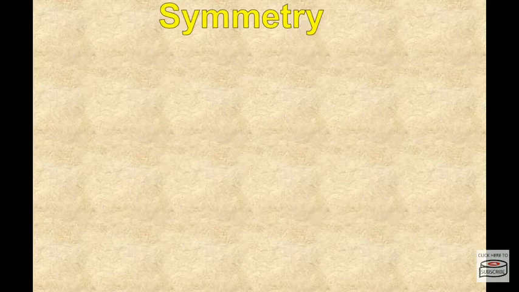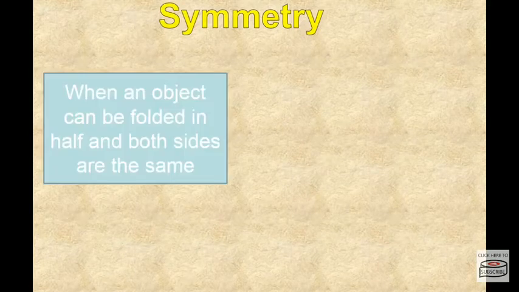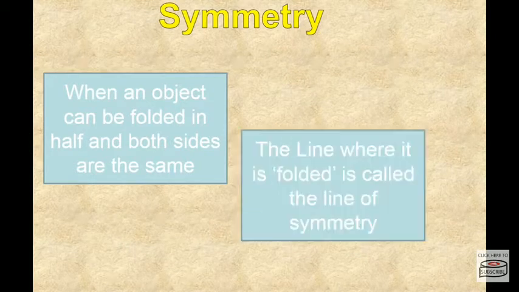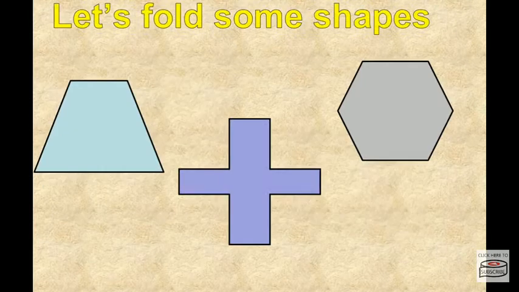So first off, symmetry. Symmetry is when an object can be folded in half and both of the sides are the same. So the line that we cross or fold it over is called the line of symmetry. Let's look at a couple of shapes and actually find lines of symmetry.